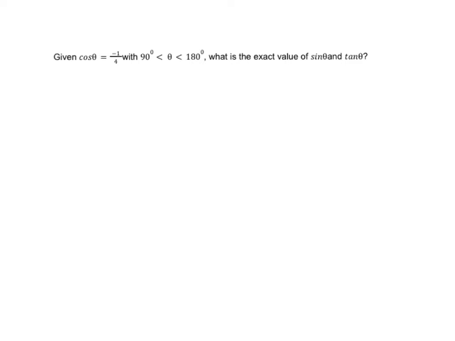All right, let's look at this last example. It's also one where it says given the cosine of theta equals -1/4, with theta between 90 and 180, what's the exact value of sine and tangent? So remember, the trig functions are the same as the reference angle. So we really don't know what the reference angle is because this is some kind of unknown angle.